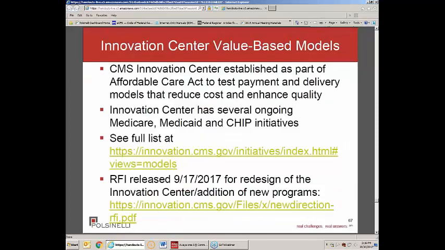Next slide. So we also have a number of other models that they are playing with right now. As I mentioned, there's the CMS Innovation Center, which was established as part of the Affordable Care Act. They're designed to test various payment models. This next discussion is about some of those tests that they're doing, and we've recently received an RFI from CMS for a redesign of the Innovation Center and the addition of new programs. Some of this is associated just with the administration change, but some of it is just to get ideas from the community about the various programs, what we should do, because there are a lot of different programs and it's hard to keep it straight.